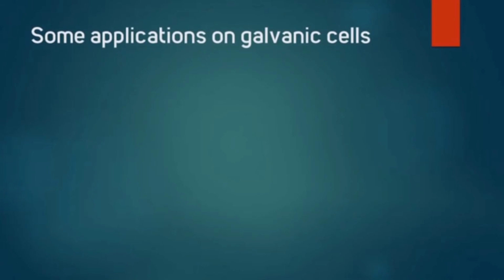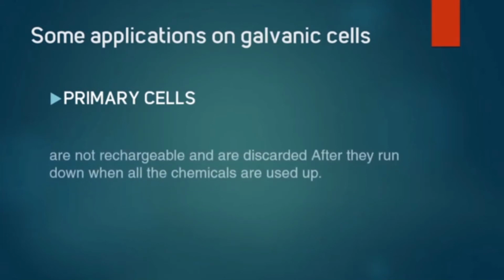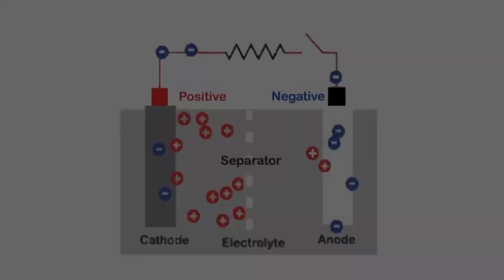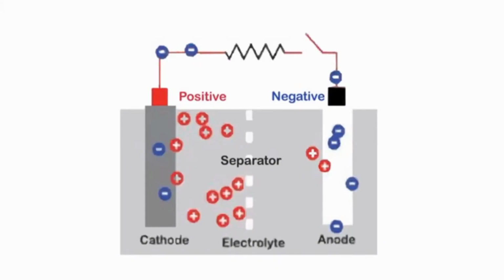Hello guys, in this video we are going to discuss some applications of galvanic cells. A voltaic cell can be primary or secondary. In this video we are going to discuss the primary cells, and in the next videos we will discuss the secondary types. Primary cells are not rechargeable and are discarded after they run down when all the chemicals are used up. In other words, no more chemical potential energy is available, or the chemicals in the battery can no longer react to produce electrical energy. Here is an illustration of what happens to the primary cell.